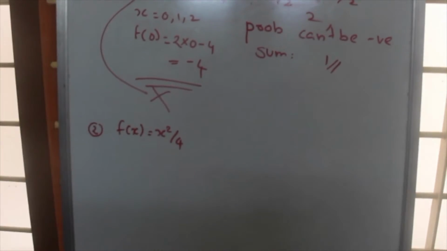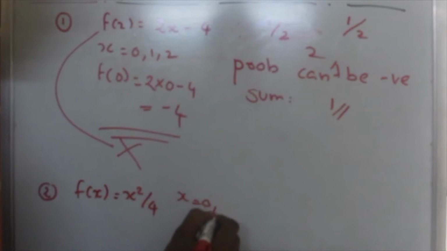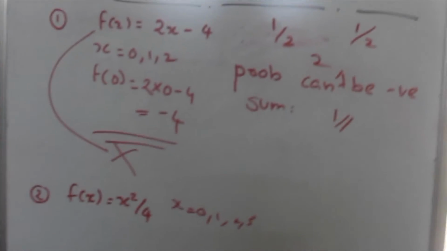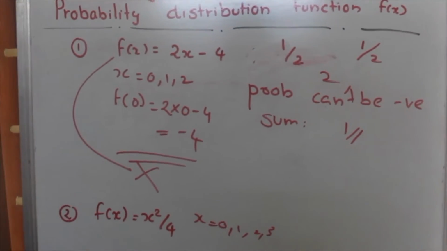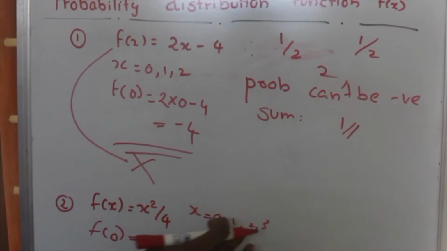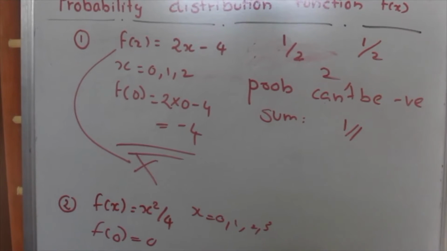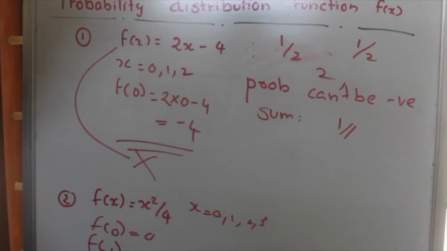Now f of x equal to x square by 4 for x equal to 0, 1, 2, 3. Here, if we supply x equal to 0, the value is 0. For x equal to 1, it is 1 by 4. For x equal to 2, 2 square by 4, that is equal to 1. For x equal to 3, it is 9 by 4. So all values here are positive.